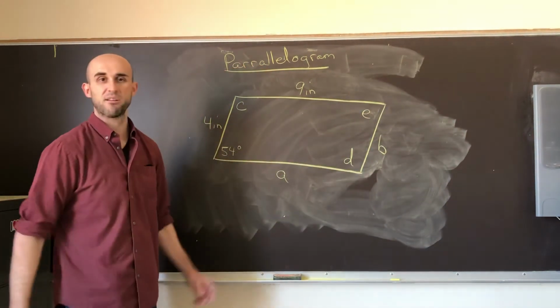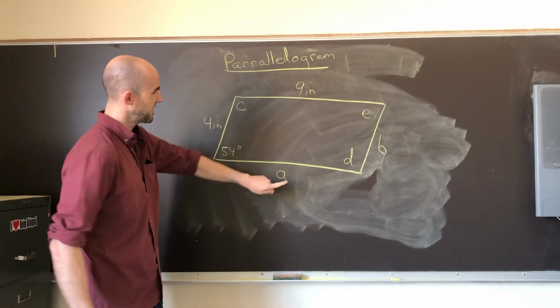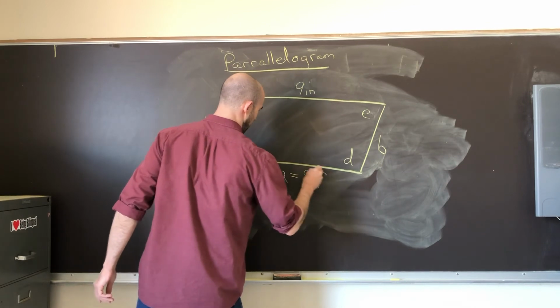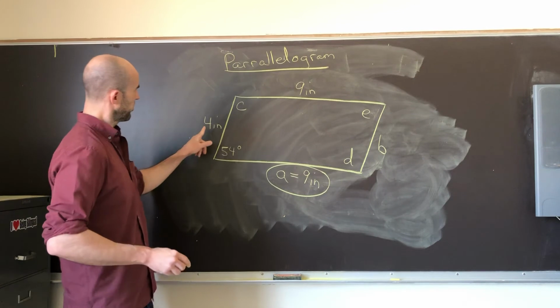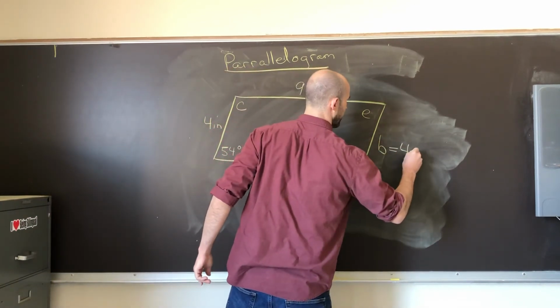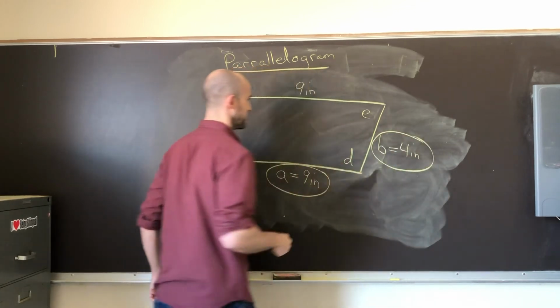Again, parallelogram, let's start with the easiest. Top side is 9, which means that the bottom side is going to be 9 as well, right? That's 9 inches. These opposite sides are congruent. So if that and that are congruent, we know if this is 4 inches, we know that B is going to be 4 inches too. Right? So far, we got 2 out of the 5 answers.